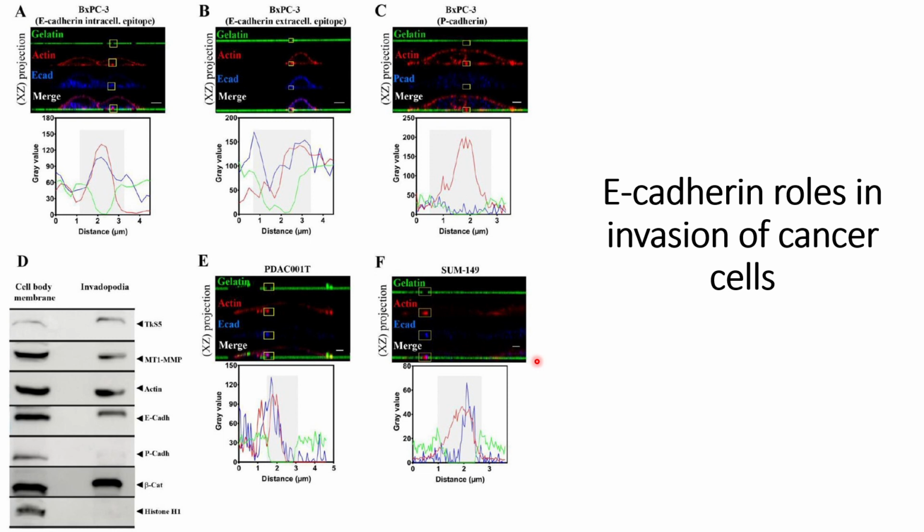So in this video, they made the point that although these BXPC3 cell lines are capable of expressing both E-cadherin and p-cadherins, it is the E-cadherin that is mainly found in the invadopodia regions, and the p-cadherins are absent in those regions.